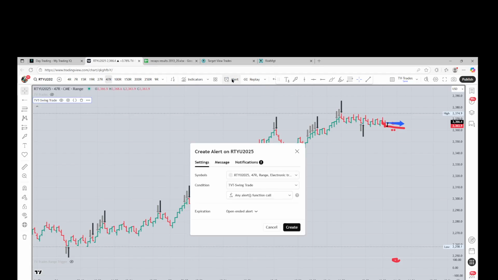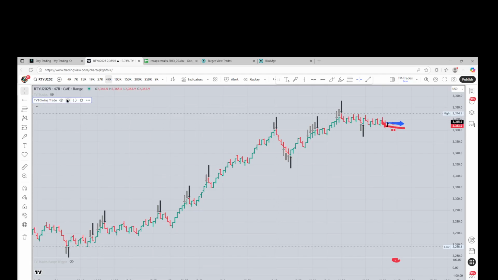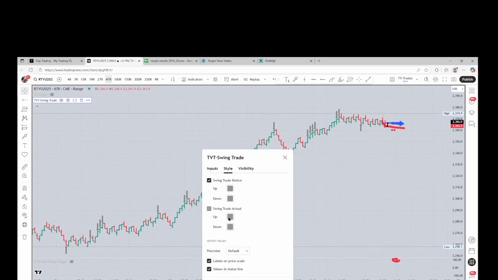You have to go here to alert, like this. Then choose swing trade, any alert function call, and in here, type in whatever message it is. Like if you got the alert, let's go in here and let's just do the pre-alerts, okay? And we'll just do the gray arrows.